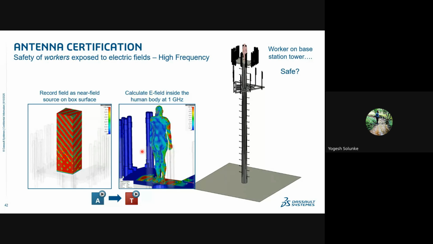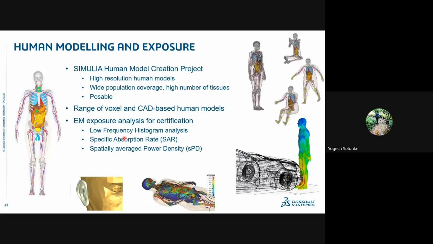This is for station towers, for workers who are working with high power schemes. We need to do that analysis also, whether the power radiated from this station or tower is affecting them or not. That analysis you can also do here in CST. You can see the red part indicates the high intensity field. Once you excite, you can see how much field has traveled, you can do the SAR analysis on a human body, and you can check whether it is hazardous for us or not.